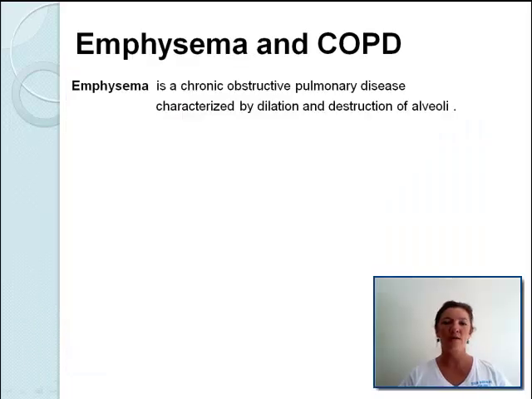A very common lung disease is called chronic obstructive pulmonary disease, or COPD. Now COPD actually is a combination of something called emphysema and chronic bronchitis. So emphysema is part of COPD, chronic obstructive pulmonary disease. And what emphysema actually is, it's when the alveoli sacs, where the oxygen exchange takes place, become dilated and destroyed and scar tissue is laid down. So therefore, oxygen exchange is obstructed.